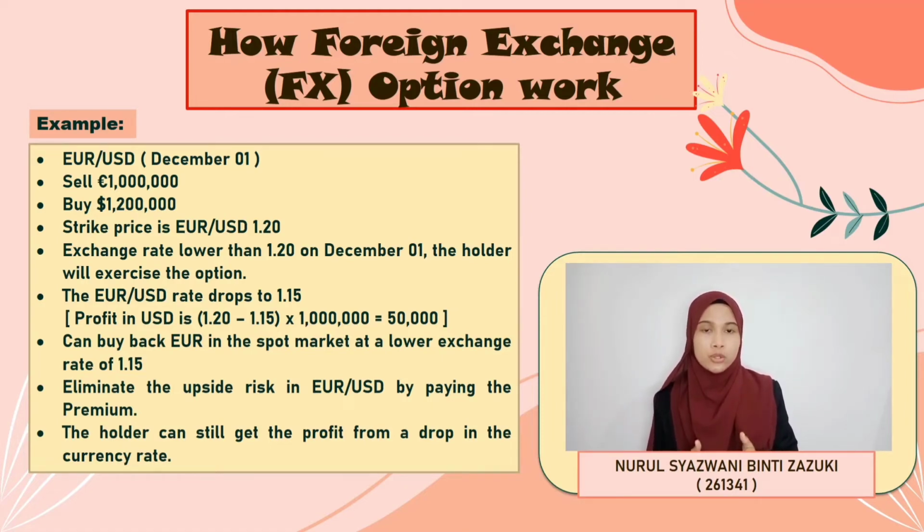Then, if the EUR/USD rate drops to 1.15, the profit in US dollar is 1.20 minus 1.15, multiplied by 1 million, which equals 50,000. This is when they use these options.